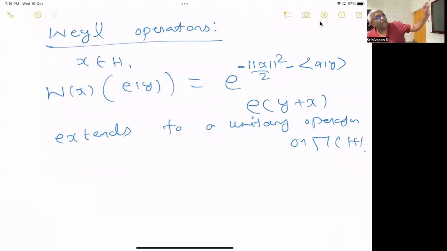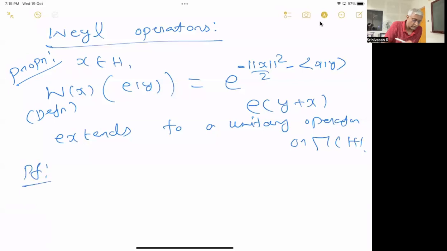It is just translation, E of Y going to E of Y plus X, with some constant times that. And that constant is added to preserve the inner product. So we want to prove this. The Weyl operator, you can take this as the definition, and this is how the Weyl operator is defined. And the statement is it extends to a unitary operator, which we want to prove. The definition is part of the proposition, which is also the definition of W of X.